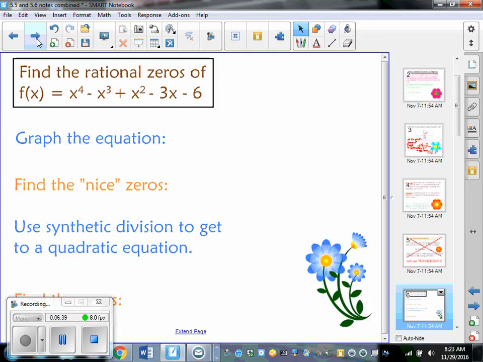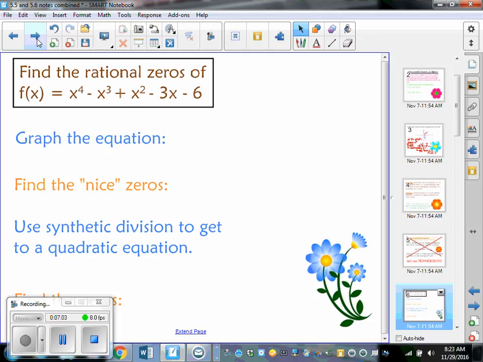All right. So I want you to find all of the rational zeros of x to the fourth minus x cubed plus x squared minus 3x minus 6. If I give you this problem, do you have a way of factoring that? It has 5 terms. We do factoring with 4 terms, but no, we can't factor this. We have no idea how to factor this.